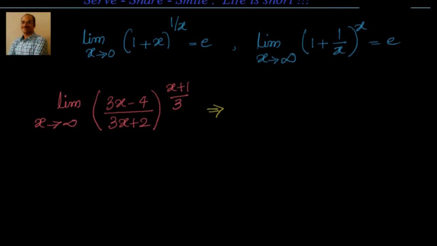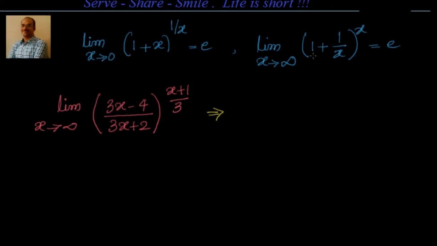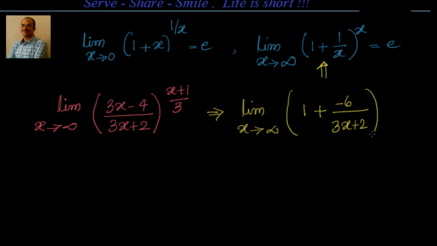Now earlier example we have taken x tends to 0, so I tried to take an example where you can use the second standard result. So x tends to infinity, the formula should be 1 plus 1 by x whole to the power of x. Again same logic, I don't see 1, so if I add and subtract, or use a little bit of tweaking, I can convert this as 1 plus, 3x plus 2 minus 6. So I can write it as minus 6 by 3x plus 2 whole to the power of x plus 1 divided by 3.